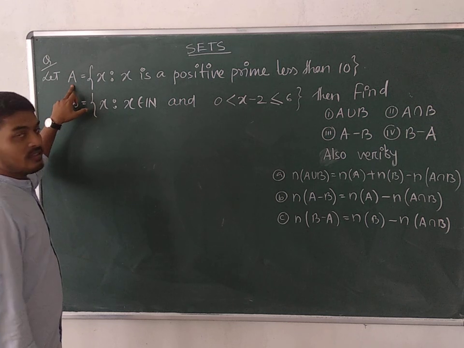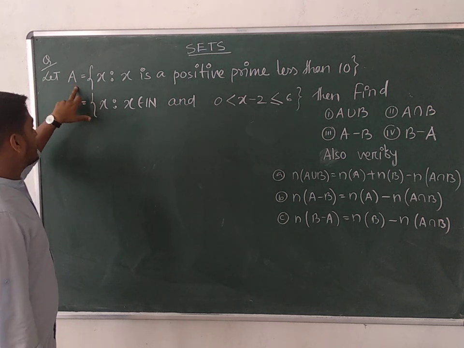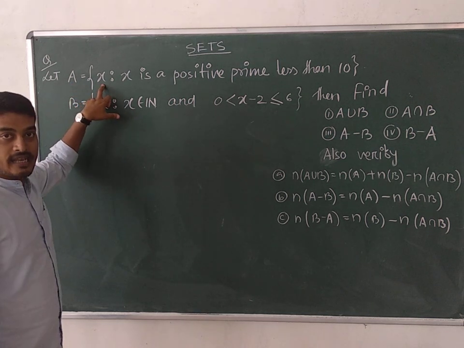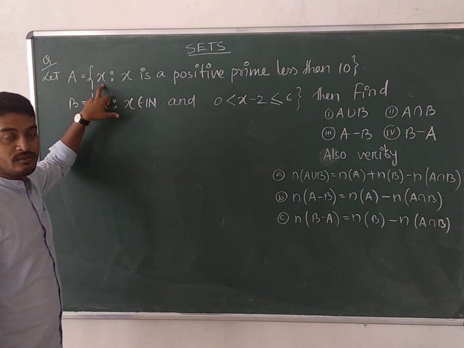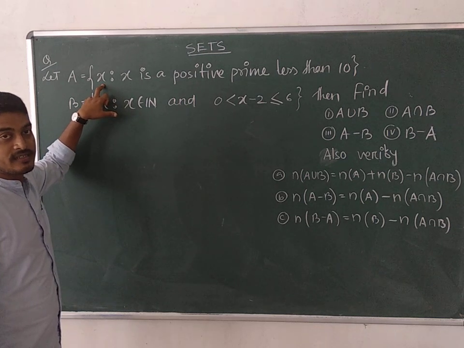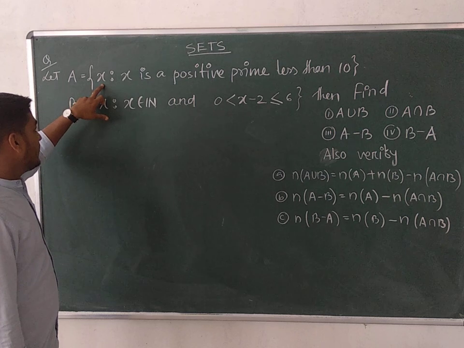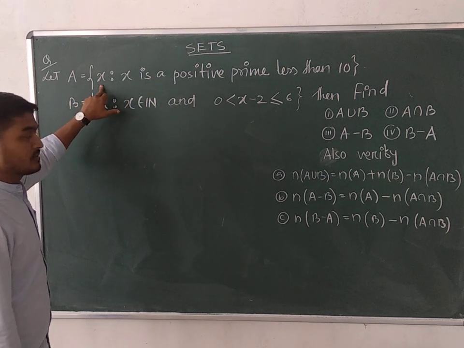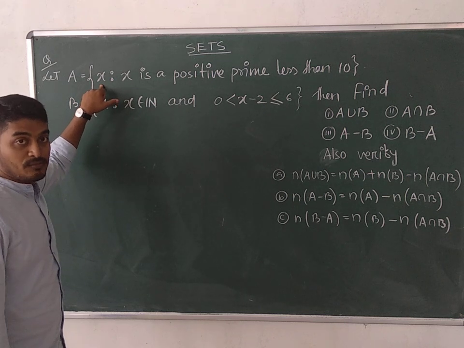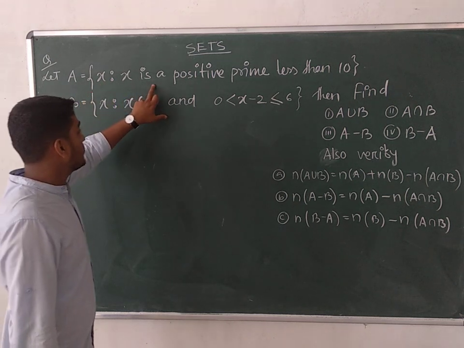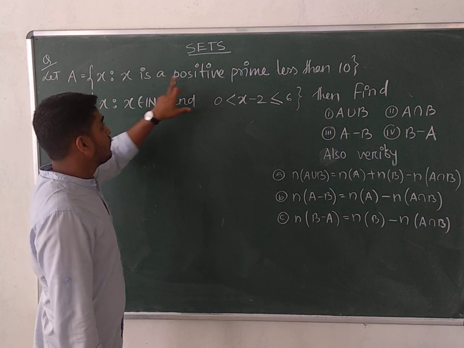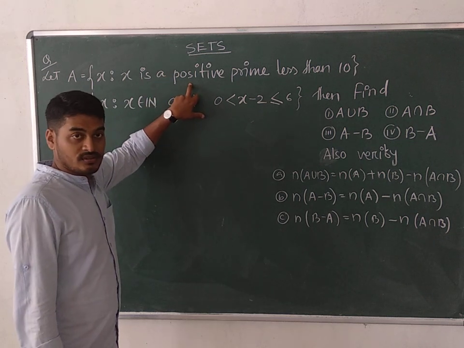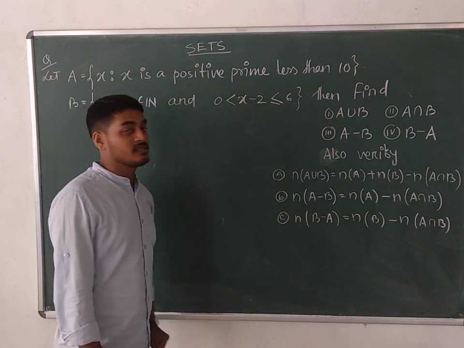Two sets are given, A and B. A is a set which contains all those numbers x. We don't have any idea what type of elements are there in that set A. It is mentioned specifically here, just go through it. It contains all those numbers. What are the specific properties of these numbers? The numbers or the elements are, first of all, positive. Next one is prime numbers less than 10.